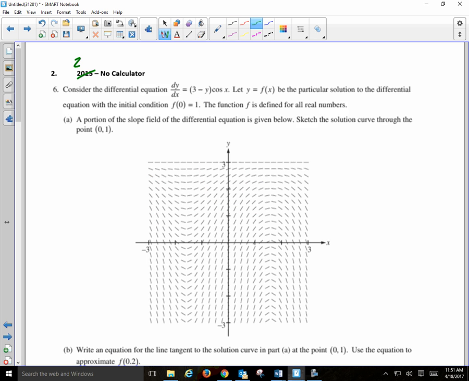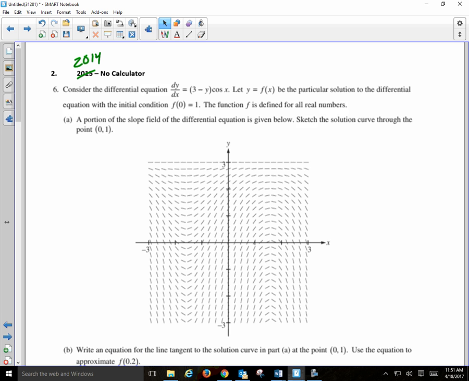Okay, we're going to do problem number 6 from 2014. This is a great example. This is a free response question. It's a no calculator question. This was probably the easiest differential equation slope field type problem I could come up with. It says consider this differential equation dy/dx is (3 minus y) cosine of x.